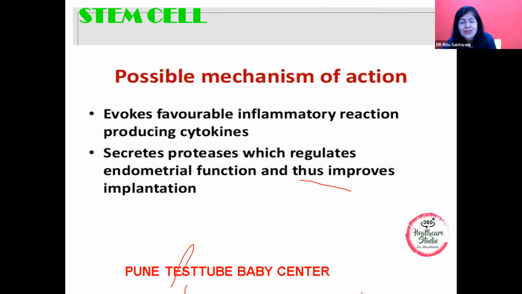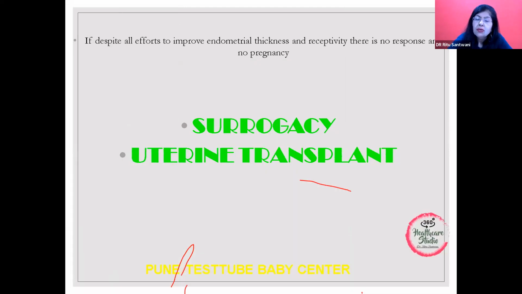These last few slides are the same as I showed earlier, to summarize: it evokes a favorable inflammatory reaction producing cytokines, and secretes proteases which regulate endometrial function and thus improve implantation. If in spite of doing all these things there is no improvement in endometrial thickness and receptivity, and no response, it is better to advise the patient to go for surrogacy. Of course, uterine transplant is not yet as popular.